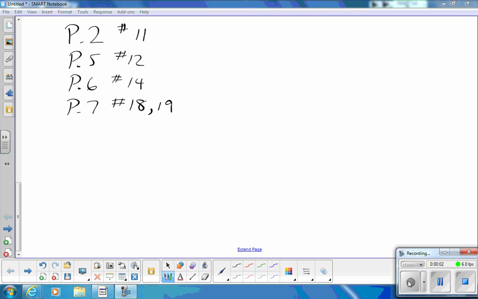Okie doke, we're going to do the problems that you see written here from the review packet. The first one, on page 2, number 11, is about a basketball player who jumps straight up to grab a rebound. She's in the air for 0.8 seconds. How high does she jump?